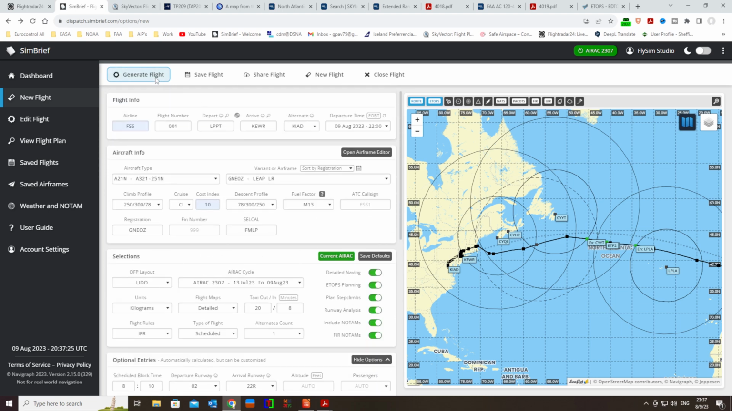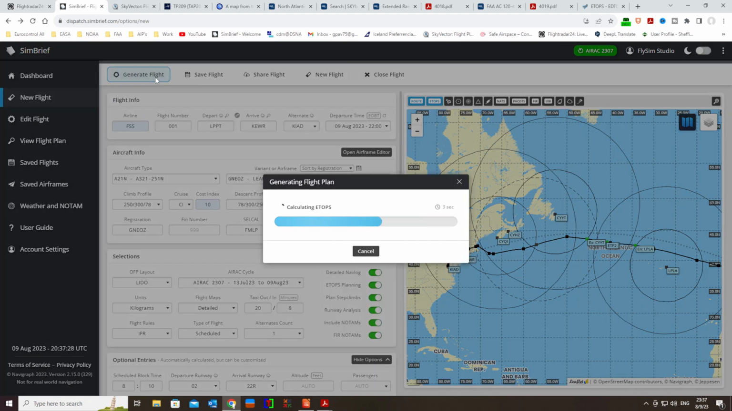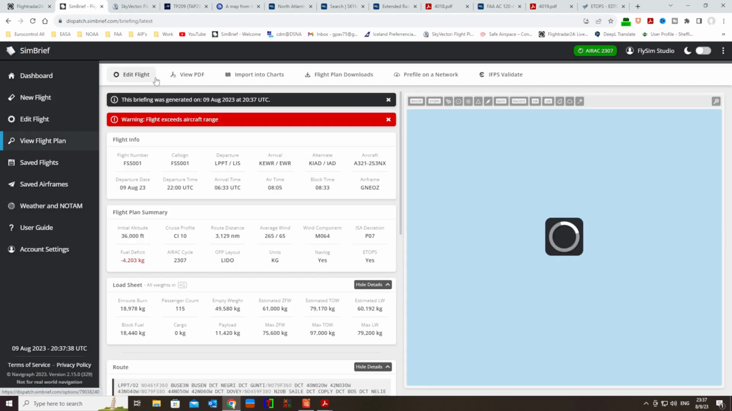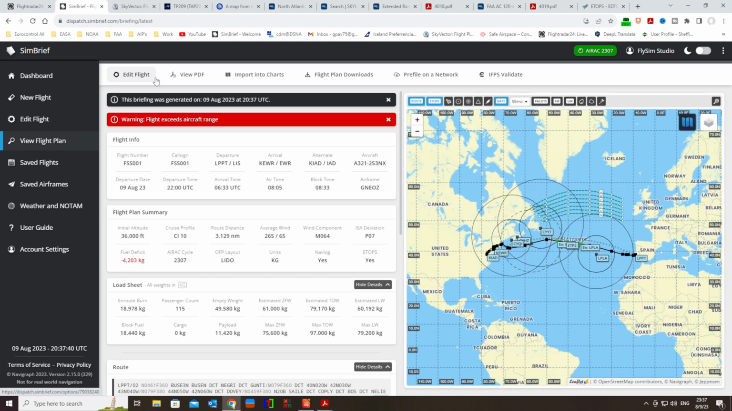And let's generate the flight plan. I would like to have a pre-calculation before you generate the flight plan so that I will be able to multi-calculate everything. Warning, flight exceeds aircraft range. This is bullshit. The aircraft can do it, but fuel deficit. I'm missing fuel.